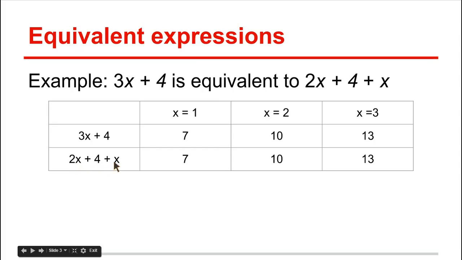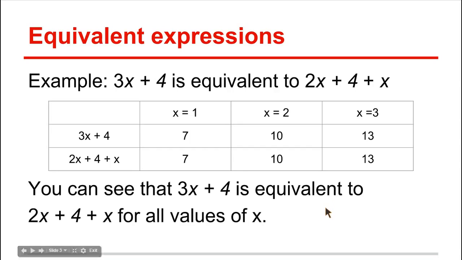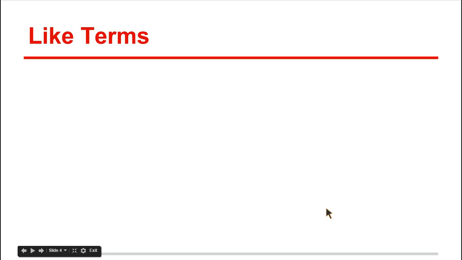And you'll see if we use this equation here, it's equivalent because the answers are the same. 2x plus 4 plus x, when x is 1 equals 7. When x is 2, it equals 10. And when x is 3, it equals 13. So you can see that 3x plus 4 is equivalent to 2x plus 4 plus x for all values of x. That makes these equations equivalent.